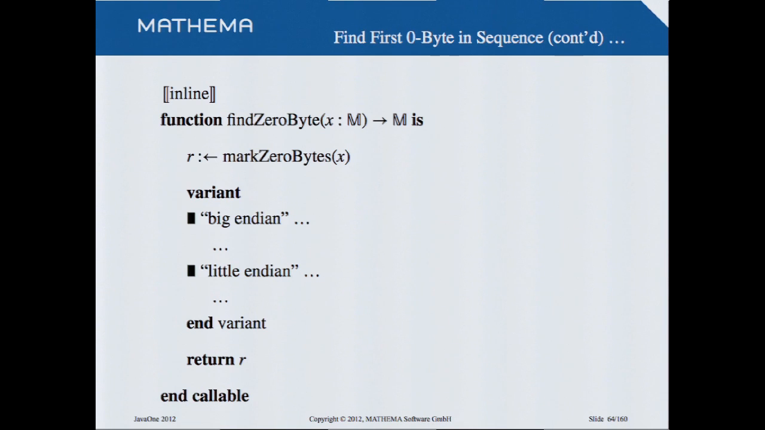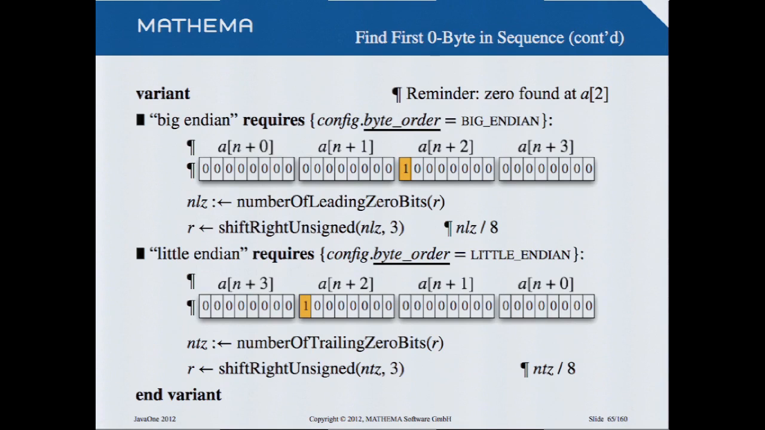So we have two variants here. We have a big endian variant and a little endian variant. And if we take a look at it, we see if the config byte order is big endian, then we use number of leading 0 bits to find out which is the correct word, the correct offset in our byte stream. And if the byte order is little endian, then we use number of trailing 0 bits to find the correct offset. This is static, so for the proper machine, you have your assumption, and then it will be translated for this specific machine.